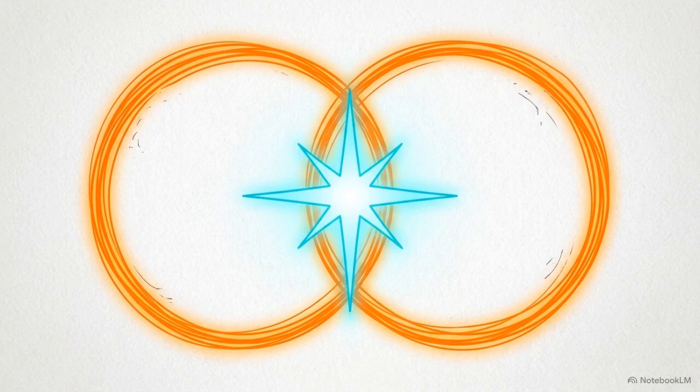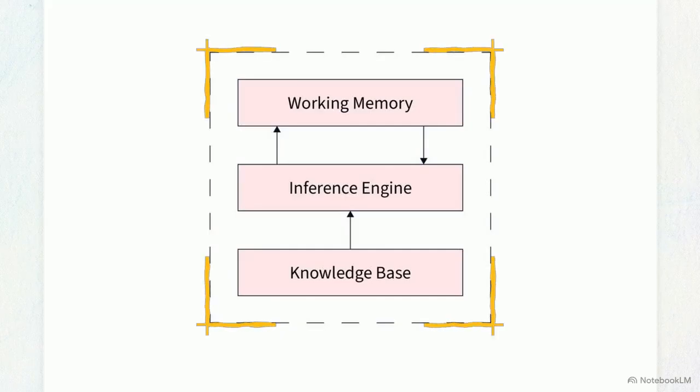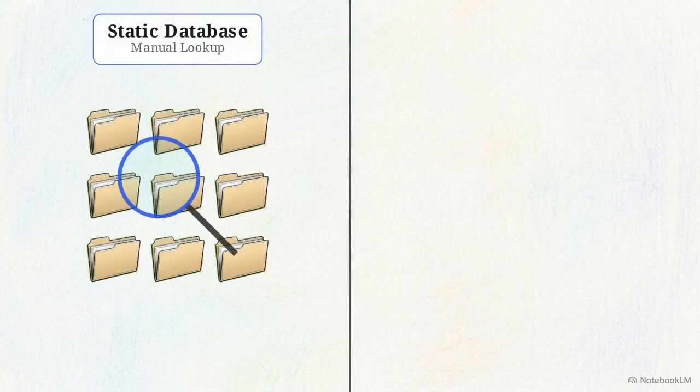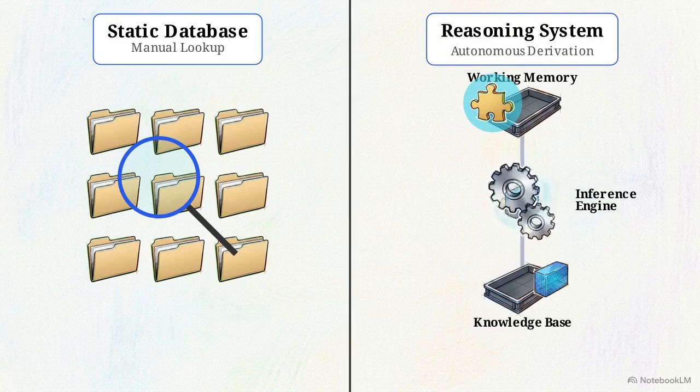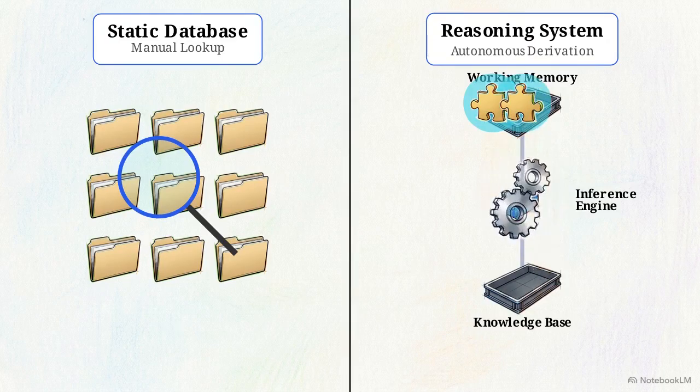automatically produce new ones. We can see this structure in a classic rule-based system architecture. This block diagram maps out three core components. While a database remains static, an inference engine enables the system to calculate its own results. This shift from manual lookup to autonomous derivation is the functional transition from simple storage to a reasoning system.